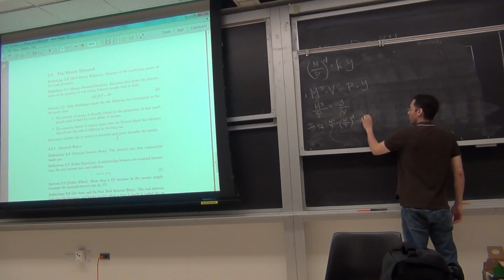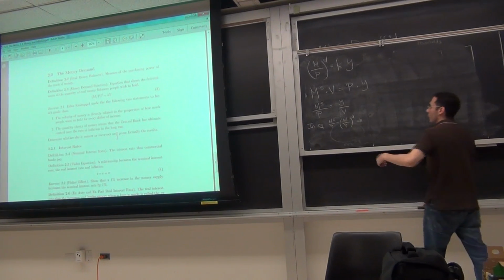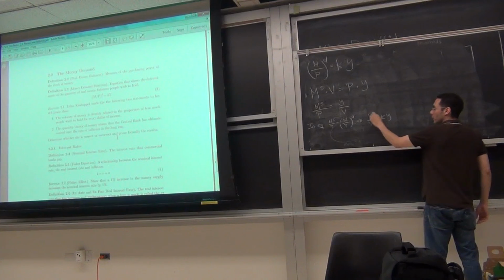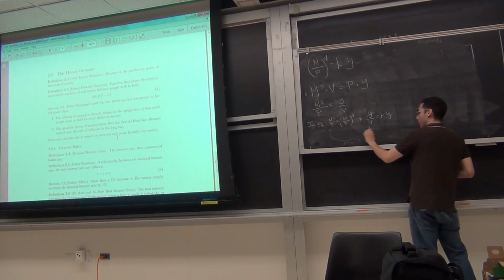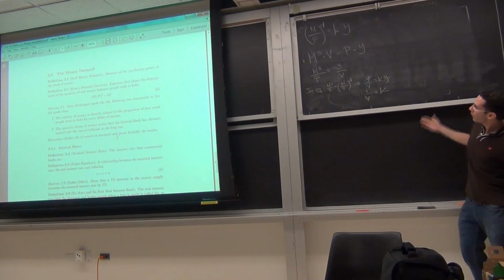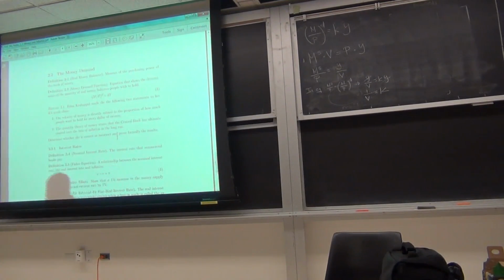So that means that Y over V equals k times y. The y's cancel with each other, and I have that 1 over V equals k, right? So that means that the proportion of money that people want to hold as real balances is inversely related to the velocity of money. Yeah?